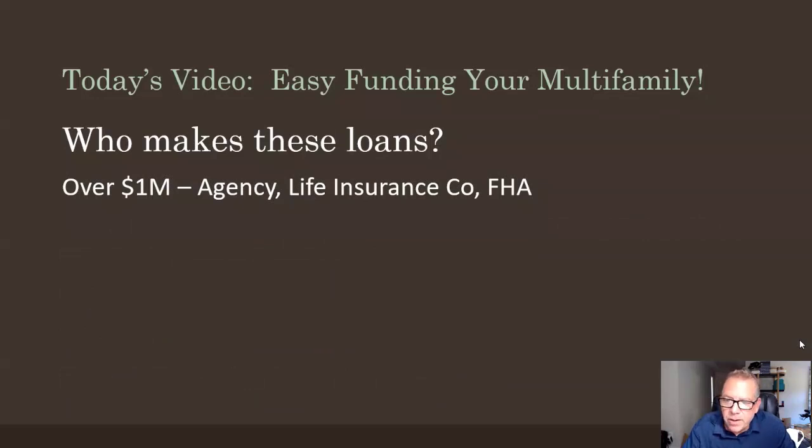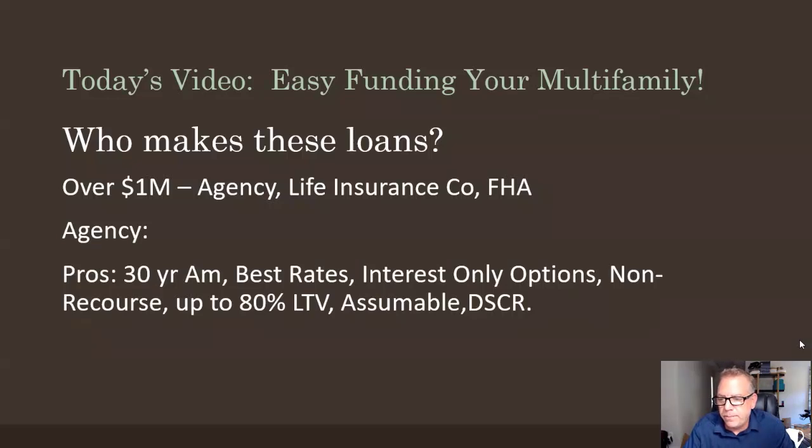So let's talk about over a million. Again, I mentioned agency life insurance. There's also another thing called FHA. For the purposes of today's video, we're only going to key up on agency. So the pros with agency are, again, you get a long amort. That leads to better cash flow than what you'd find at a bank.